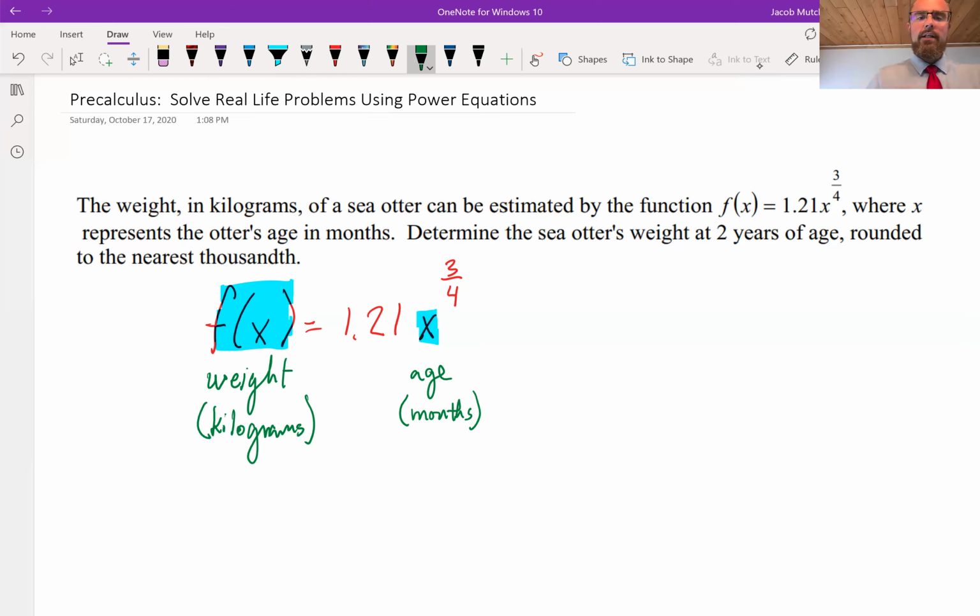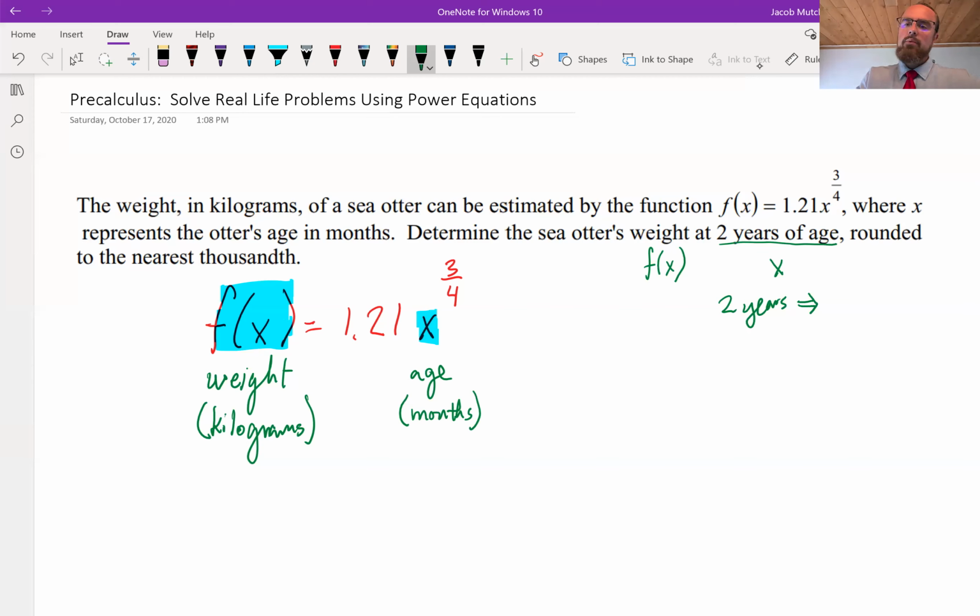Now let's take a look at the actual data that we're given. We're saying determine the sea otter's weight. So that weight, again, remember, is f of x at 2 years of age. So if I look at that 2 years of age and just ask what kind of a measurement is that, that's a time measurement, that's age, so that's my x. But notice I have given 2 years, whereas in my equation I'm told that x represents age in months. So as a first step, I want to convert 2 years over to months.